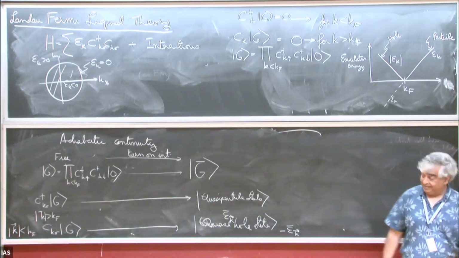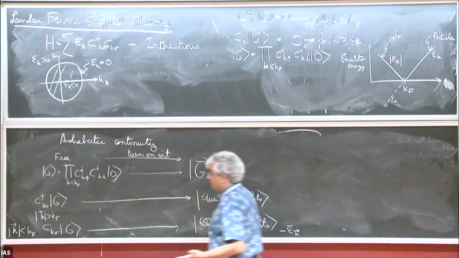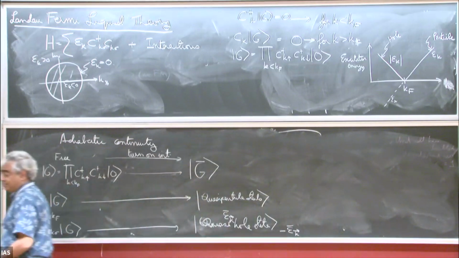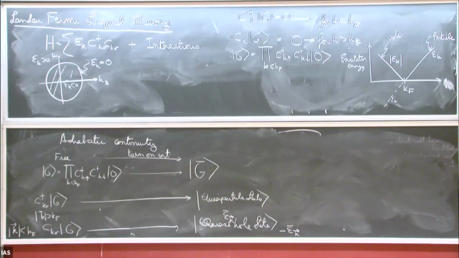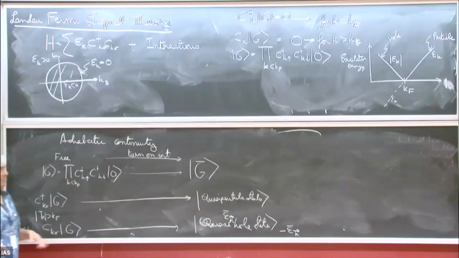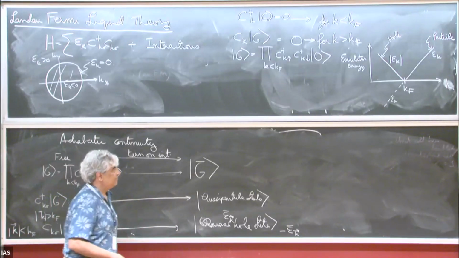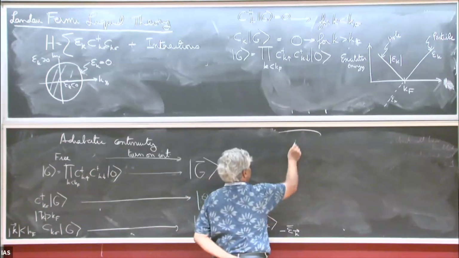Now Landau makes a further leap. The further leap is what happens when you have not just one quasi-particle or one quasi-hole. You have a million quasi-particles and a million quasi-holes. You can have those no problem because you are dealing with a very large system. So the question is, does this hold? Assume this also holds.